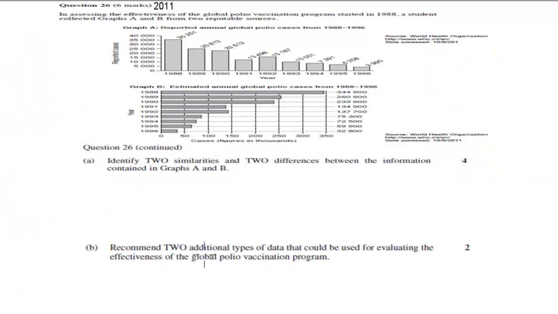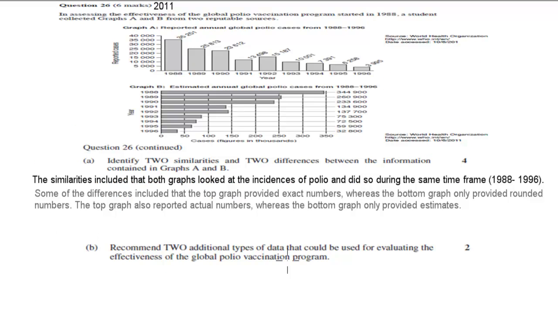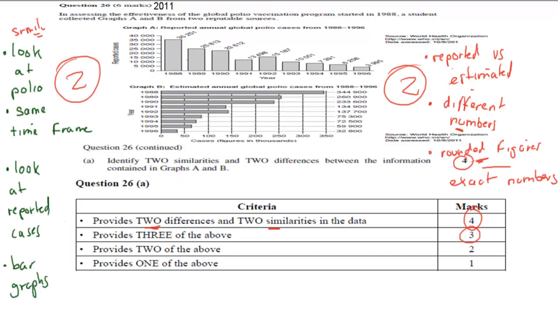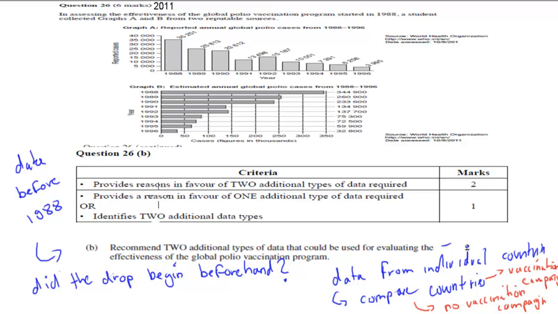The next question is to recommend 2 additional types of data and how they can be used to evaluate the effectiveness. To get your full marks, according to the marking guideline, you should have provided reasons in favor of 2 additional types of data. So not just say what kind of data, but also provide reasons. For example, you could have looked at data before 1988, because there might have been a drop before 1988. If there was a downward trend before then, that might mean the vaccines were not the cause, because vaccines were introduced more or less in 1988. If we had that data, we could have had a definite conclusion. If there was no downward trend, then it would have been the vaccines that caused the fall.